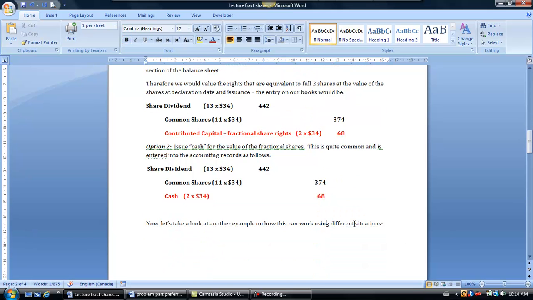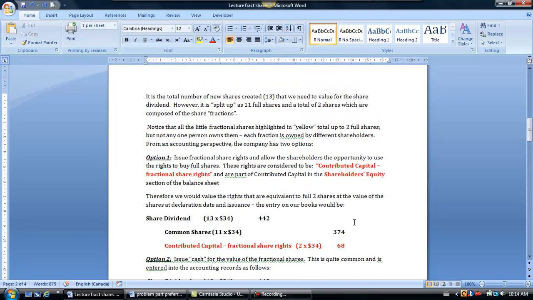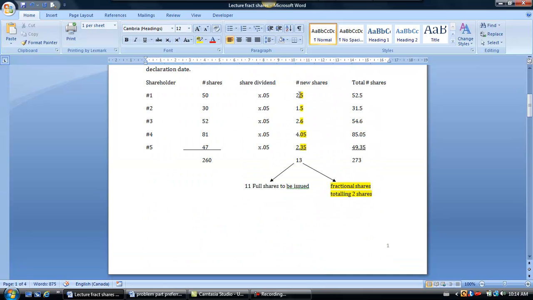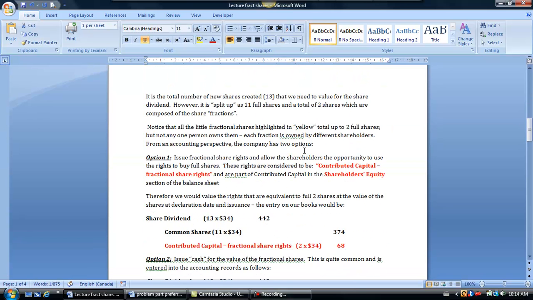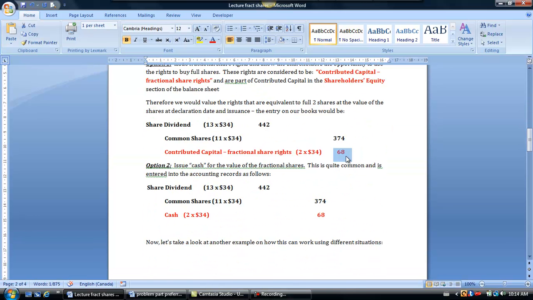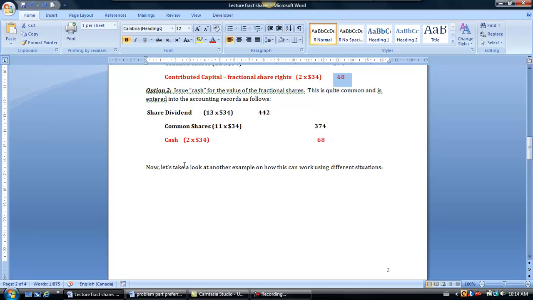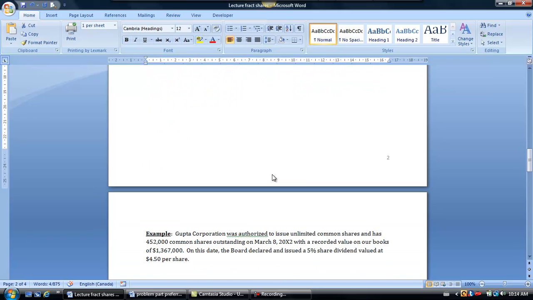Okay? So now, if you want to pause the video here just to check that out, to make sure that when you multiply each of these highlighted pieces by $34 a share, you are going to get 68. If you want to take a few minutes just to validate that, you go ahead and stop the video. In the meantime, I'm going to take a look at another example on how we can use this concept and work on some independent situations.